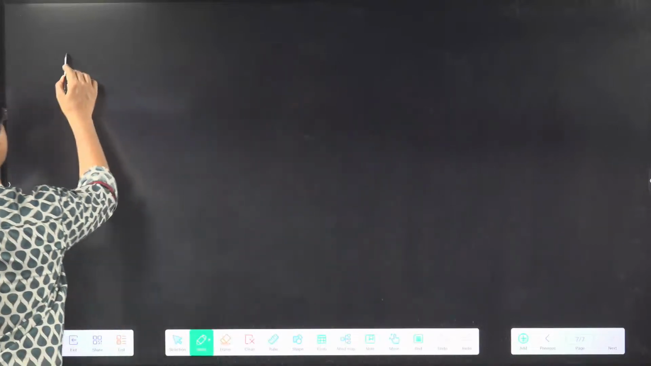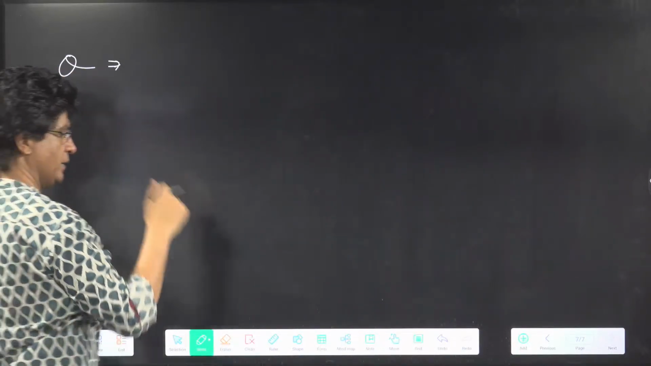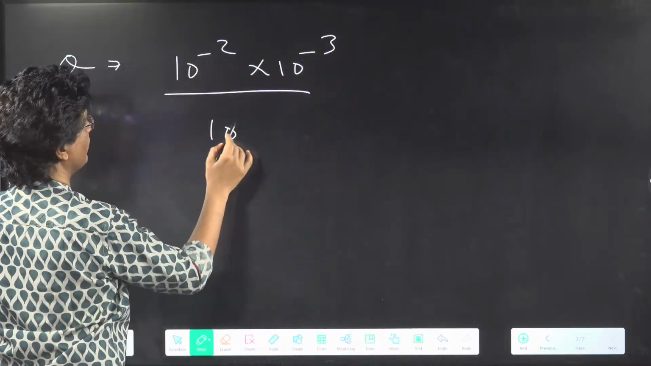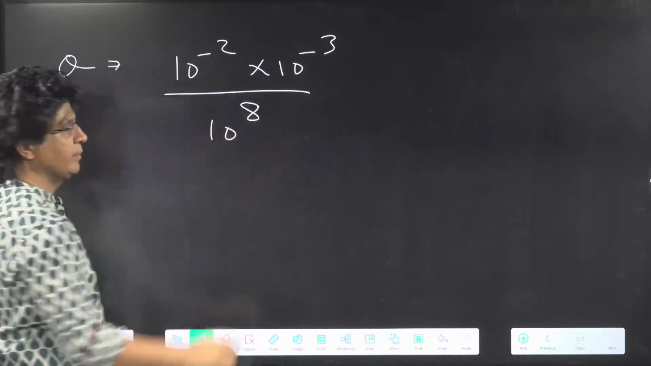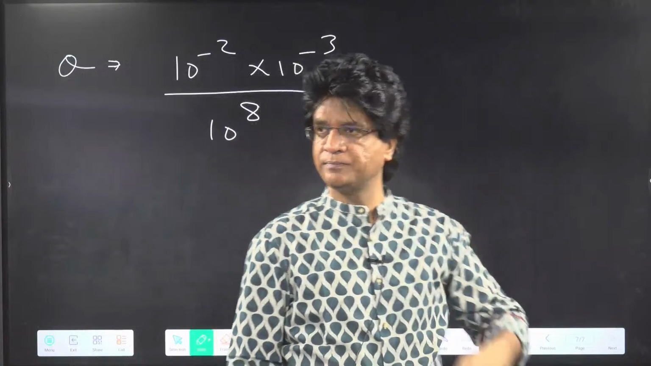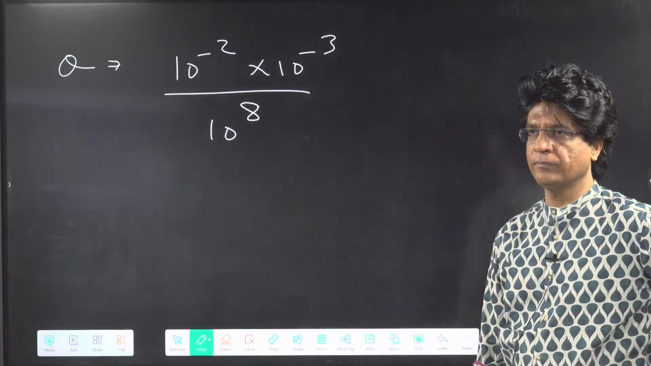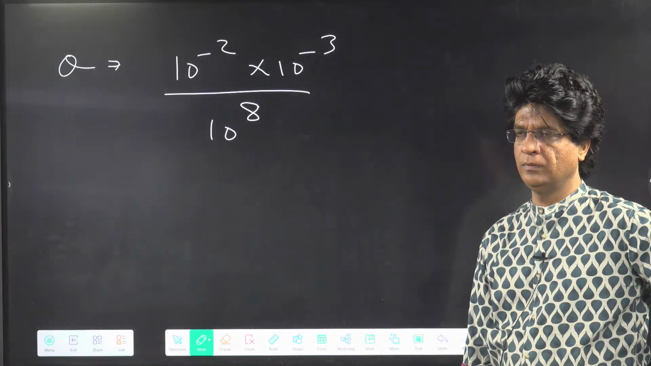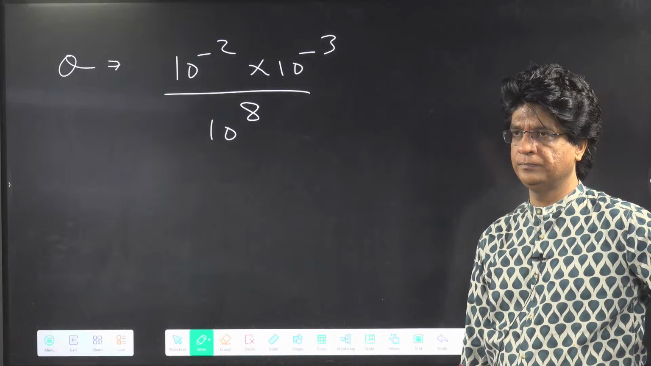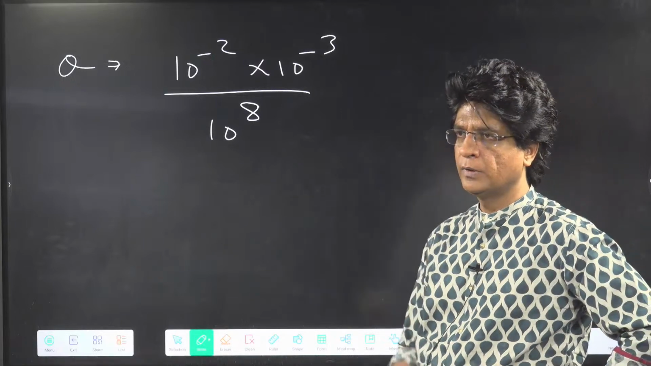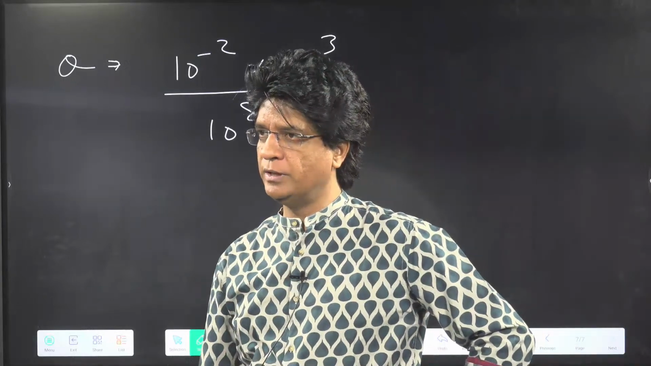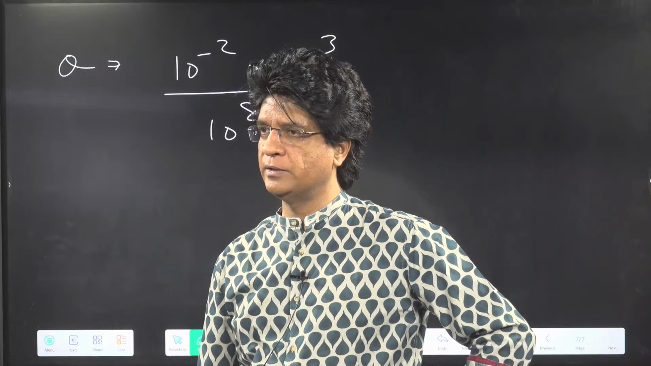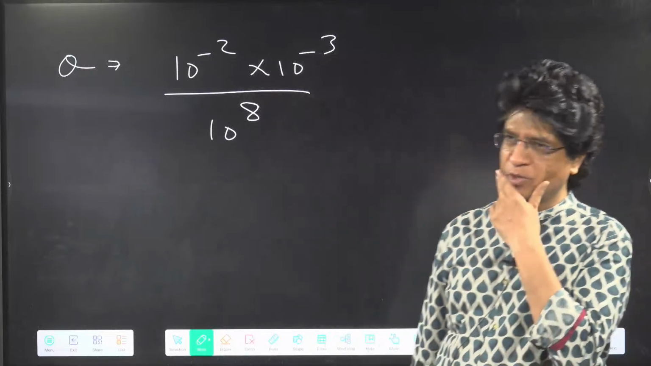Chalo, aa jao. Ek aur question lete hain. Let's do one more question. 10 to power of minus 2 into 10 to power of minus 3 upon 10 to power of, say, 8. Come on, solve it. 10 to power of 3, 10 to power of 13, 10 to power of minus 12, 10 to power of 3, 10 to power of minus 13, minus 3. I'm getting all possible kinds of answers.